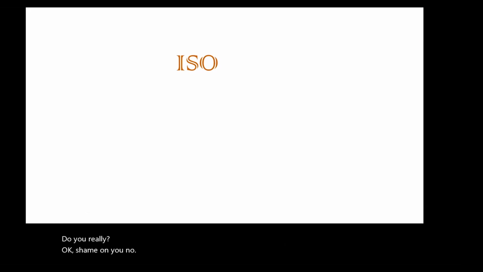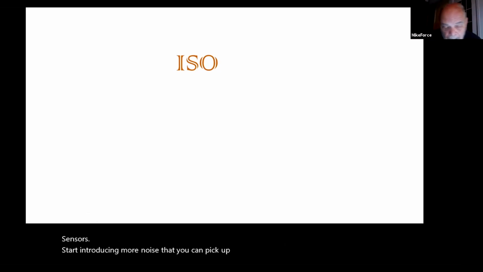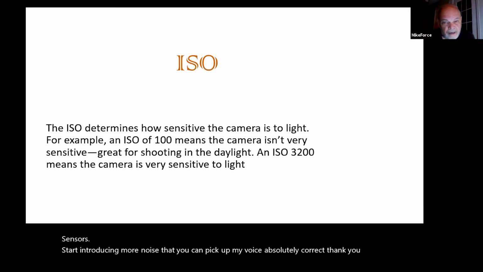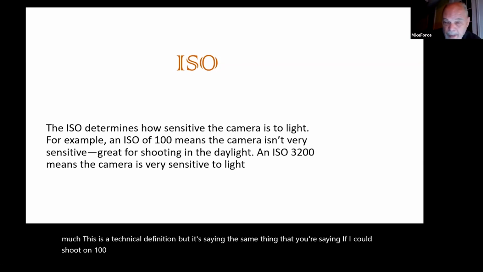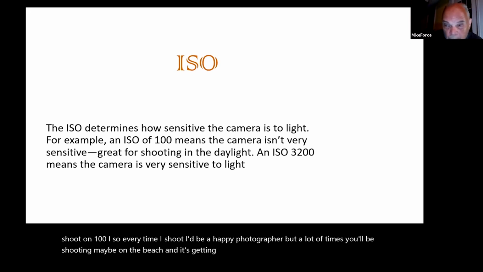ISO is typically referring to the sensitivity of your sensor. So the higher your ISO, you start introducing more noise, but you can pick up more light and vice versa. Absolutely correct. Thank you so much. This is a technical definition, but it's saying the same thing that you're saying. If I could shoot on 100 ISO every time I shoot, I'd be a happy photographer. But a lot of times you'll be shooting maybe on the beach and it's getting darker. What do you do? The first thing I do is jack up my ISO.